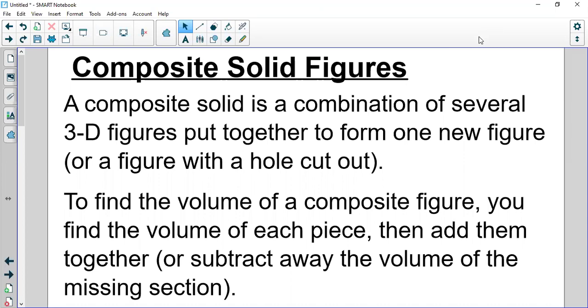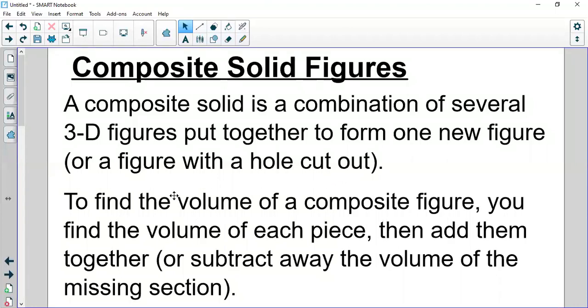What is a composite solid figure, you ask? You know you want to know. A composite solid figure is a combination of several 3D figures put together to form one new figure. Or it could be a 3D figure with a hole cut out, some sort of hole missing. Basically, you're taking one shape and another shape and putting them together, or you're taking one shape and removing a piece of it.